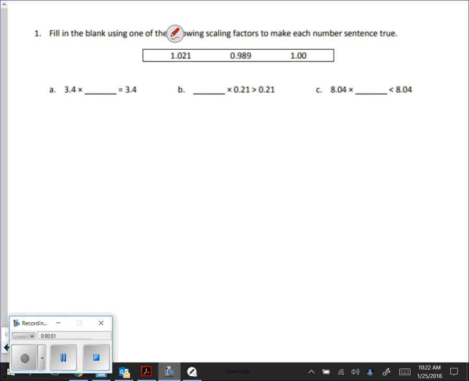The thing is, when you're multiplying a number by 1, if you multiply it by 1, what does it do? It stays the same. If you multiply it by a number that's less than 1, what does it do? It gets smaller. If you multiply it by a number that's more than 1, what does it do? It gets bigger. So please put your pencils down and stop writing, because I haven't told you to write anything.